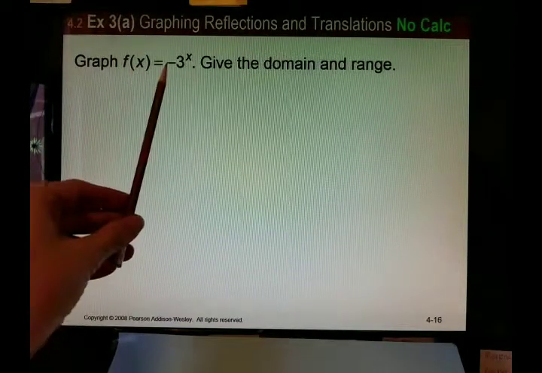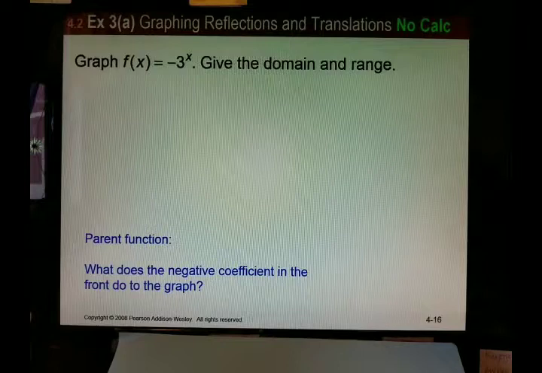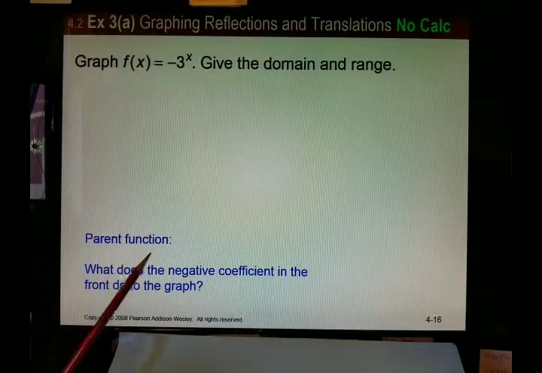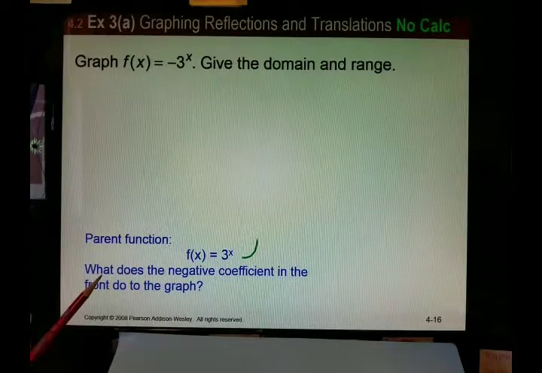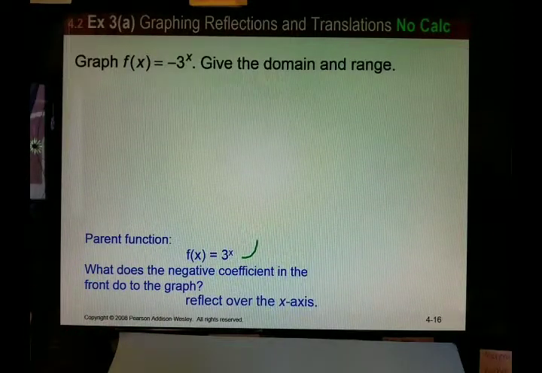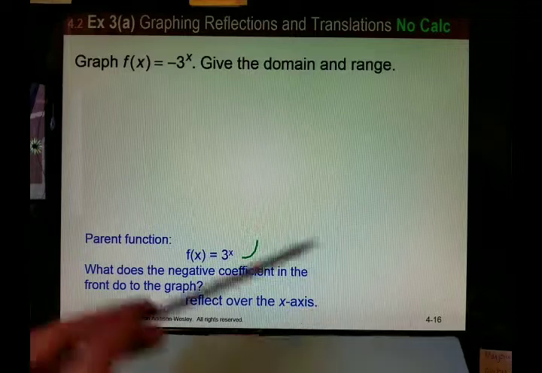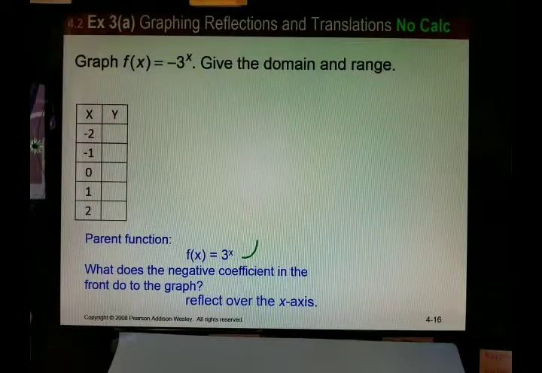So this graph is the opposite of 3 to the x power. So again, this parent function would be 3 to the x, which looks like that. The negative in the front would flip it over the x-axis, hopefully you were thinking. So the graph will look something like this. So we should at least know kind of what the graph should look like.